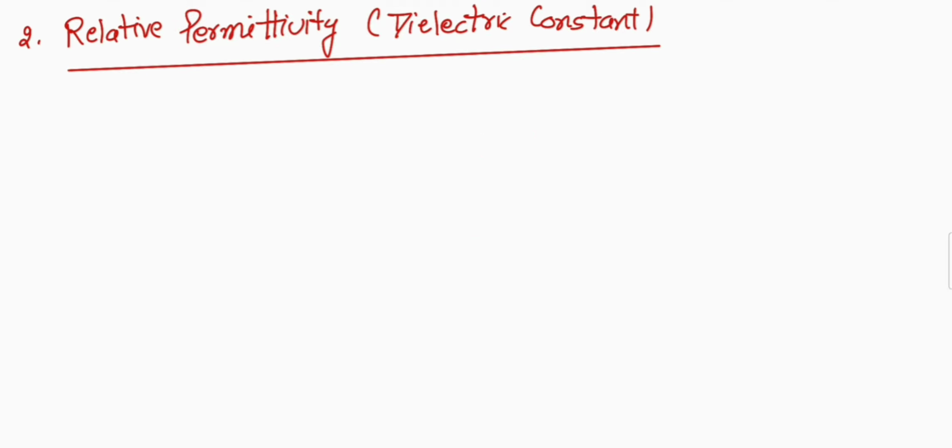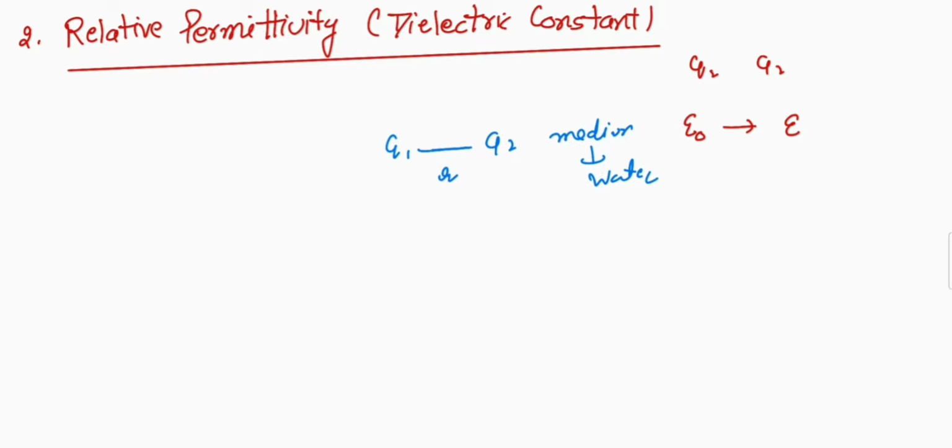Now let's discuss relative permittivity, the dielectric constant. Suppose we place our charges Q1 and Q2 in a medium. This medium can be water or anything else. Then this epsilon naught will change to epsilon. Suppose we have placed our charges Q1 and Q2 in a medium. This medium is water, and the distance between these two charges is equal to R.